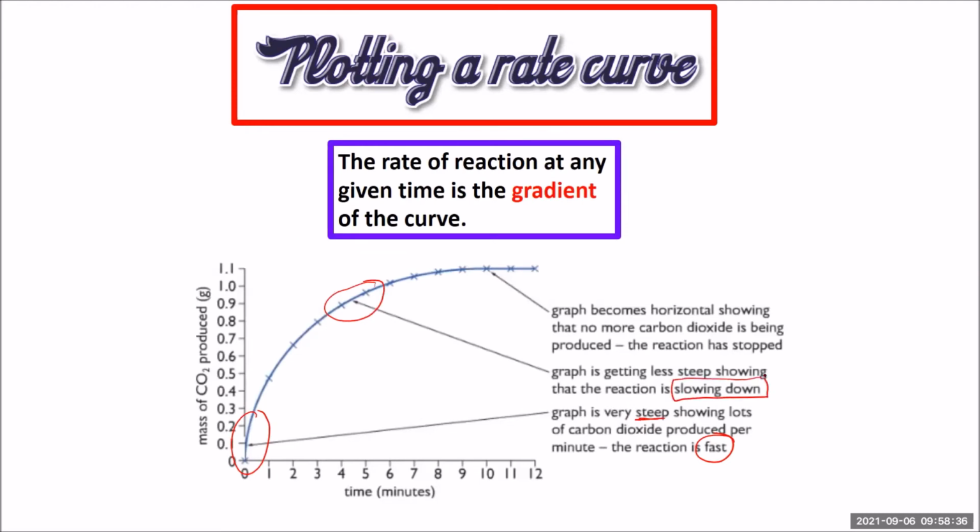And finally, right at the end, we see that the graph is horizontal, so our gradient is 0. That simply means that the reaction has now stopped. No more carbon dioxide gas is being produced. The reaction is over. We've run out of reactants.